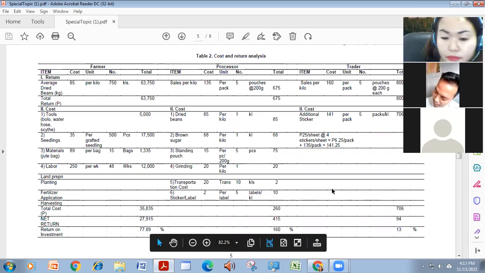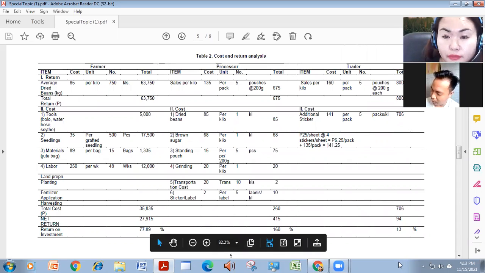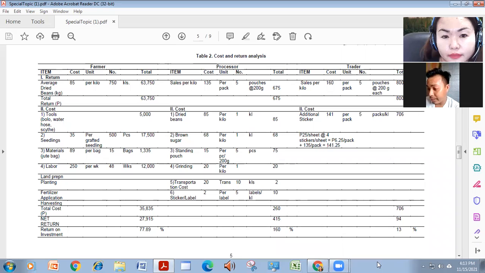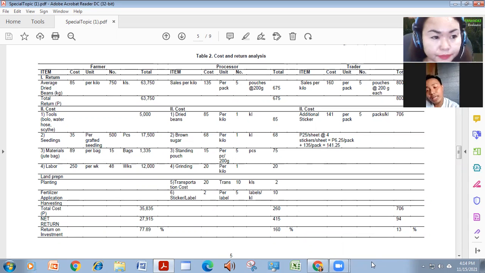The growers are responsible for harvesting and drying beans. Small processors are responsible for the transformation of dry beans into tablea. These are the products. When they add value, they make tablea from the cocoa, the cocoa products.